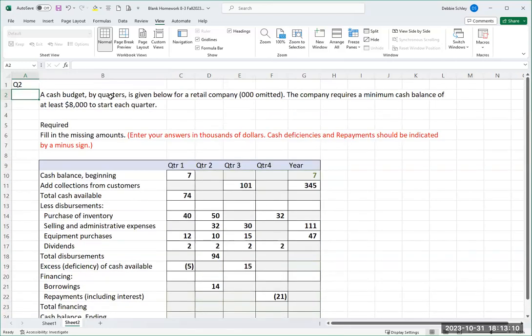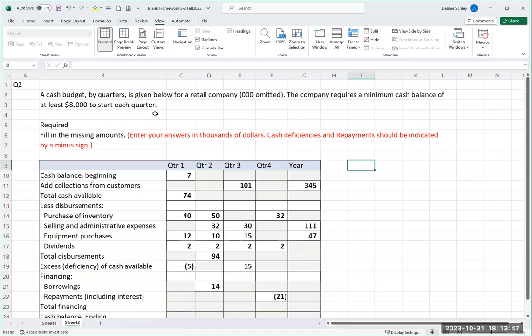So a cash budget by quarters is given below for the retail company, and the thousands are omitted. So that just means when you see a 7, they mean 7,000, but we're just going to deal with the beginning number. So this would really be 74,000. And again, we've got quarter one, quarter two, quarter three, quarter four, and that final column is our year column. The company requires a minimum cash balance of at least $8,000 to start each quarter.